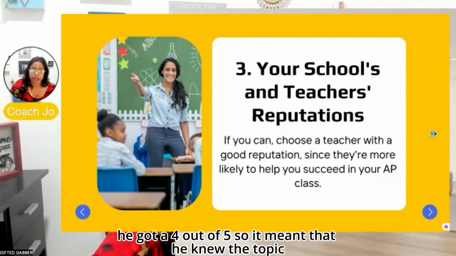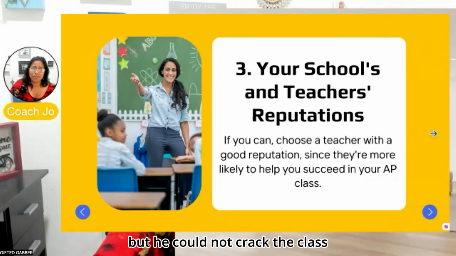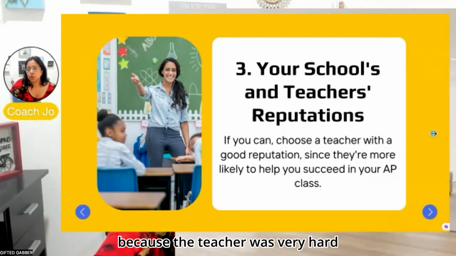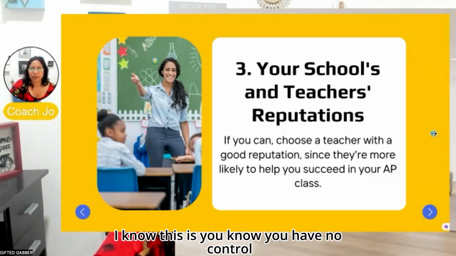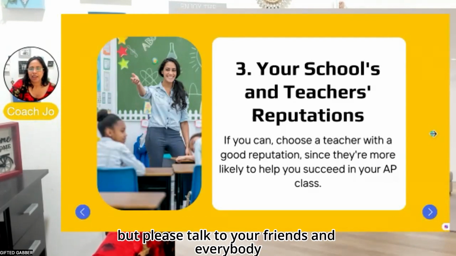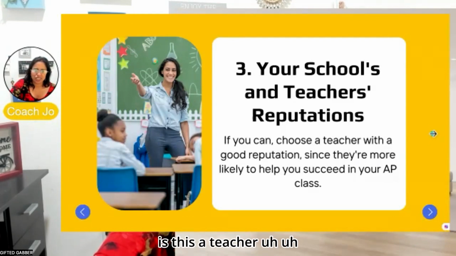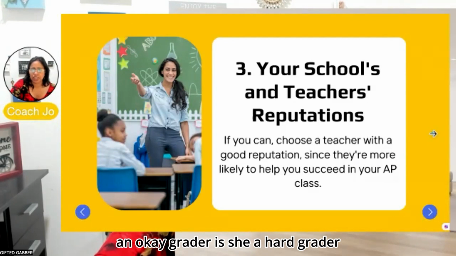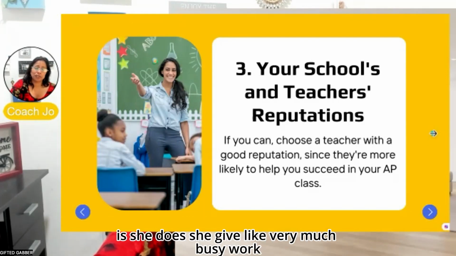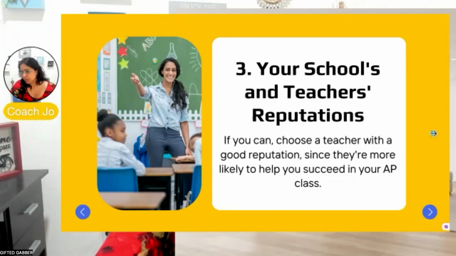He did well in his AP Calc AB final exam. He got a 4 out of 5. So it meant that he knew the topic. He was doing well, but he could not crack the class, and he was so depressed because the teacher was very hard. So please, I know you have no control, but please talk to your friends and everybody and just check, is this teacher an okay grader? Is she a hard grader? Does she give very much busy work? All that before picking. Got it?